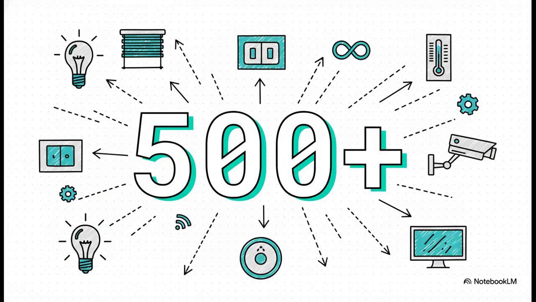And here's another huge advantage: choice. Because KNX is an open standard, you've got over 500 different manufacturers all making thousands of products that are certified to work together. This means you are never, ever locked into a single brand. You can pick the absolute best light switch from one company and the best thermostat from another, knowing they'll all play nicely together. That's what makes a system truly future-proof.